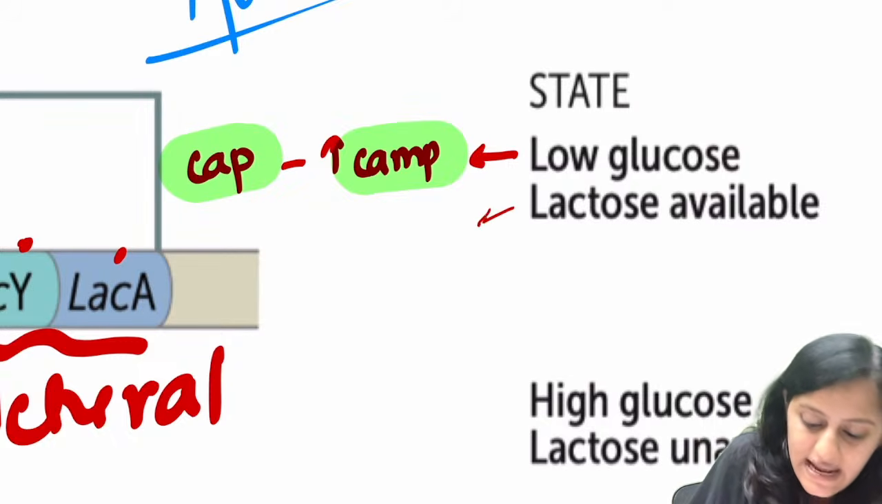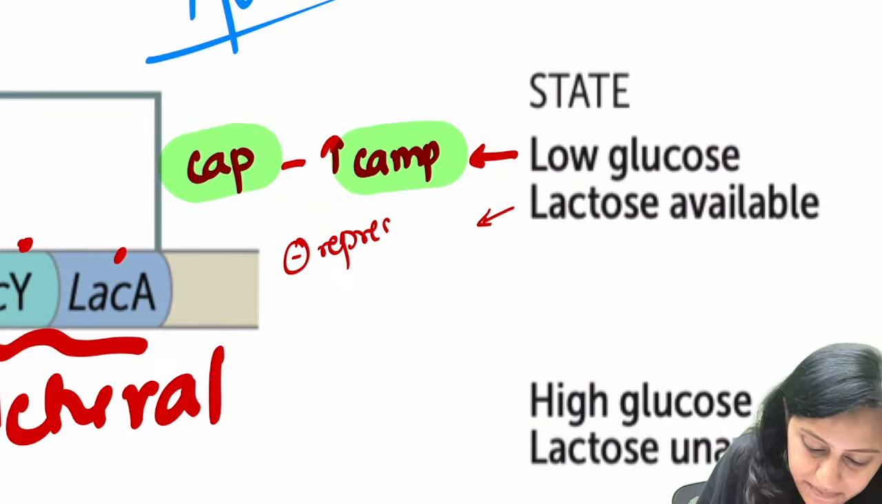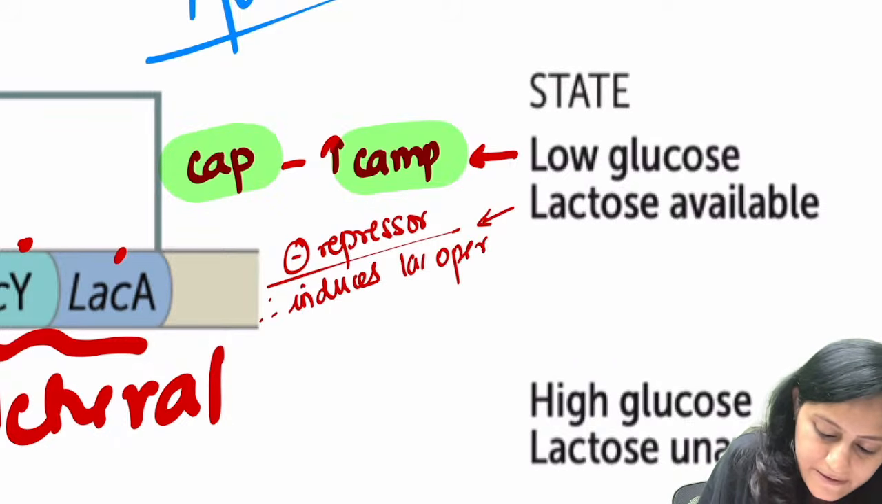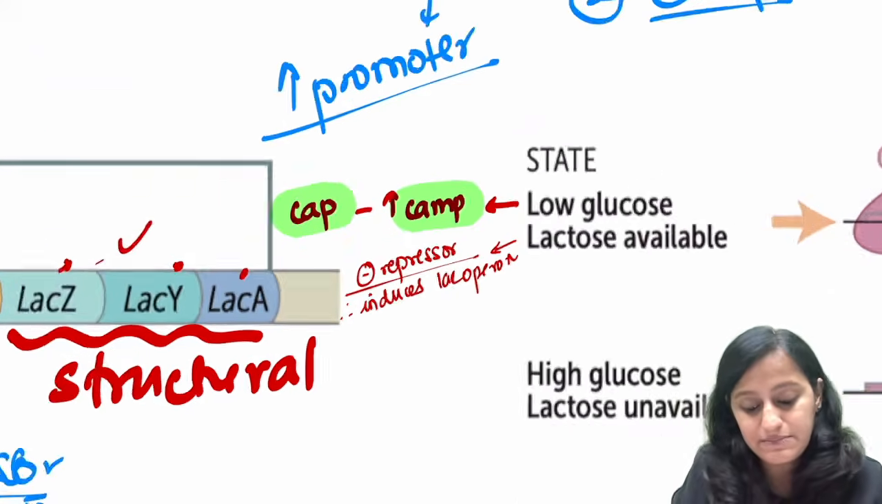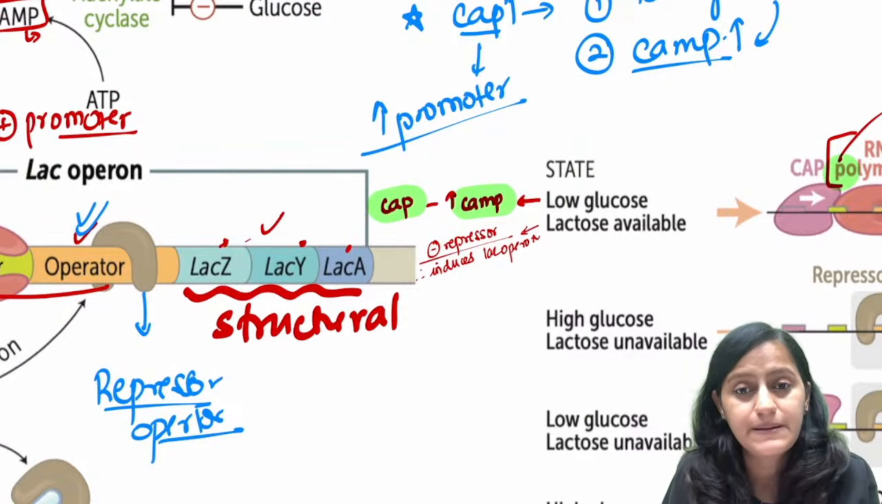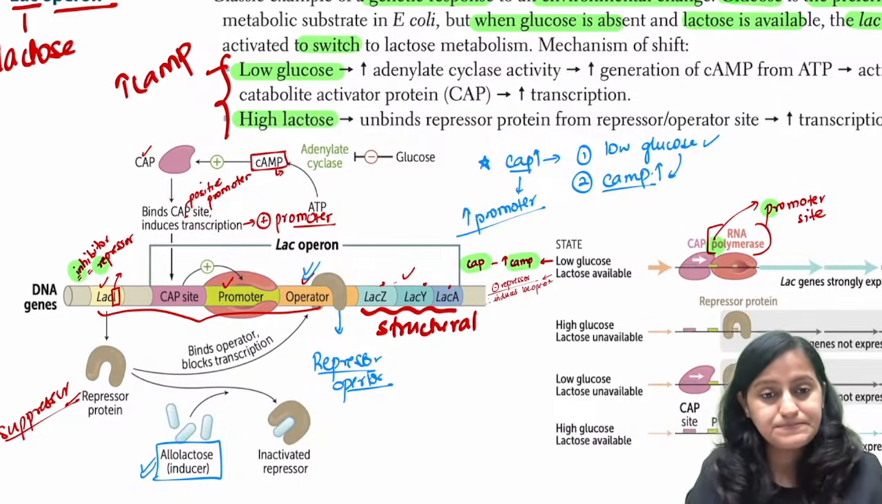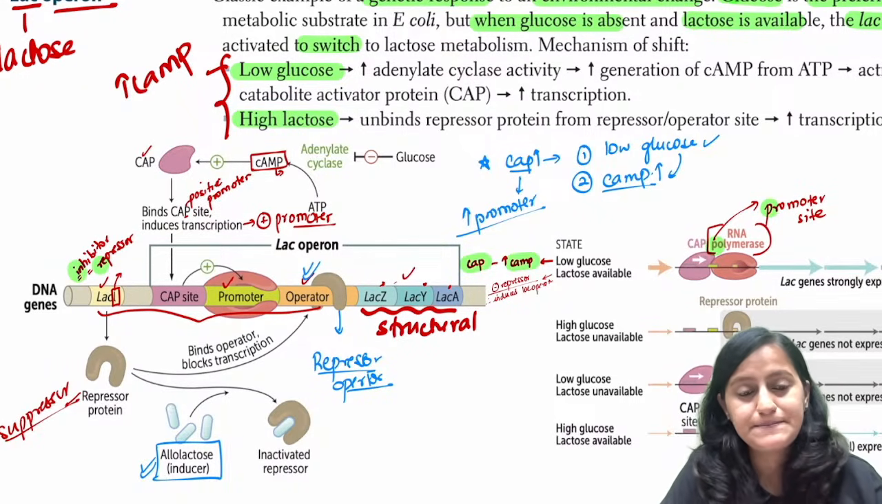And how does the lactose activate? Lactose inhibits the repressor. So that means it is inducing the Lac operon. Is this clear with everyone, guys? Let me know if there is any confusion so far. Is there any confusion here? Yes?